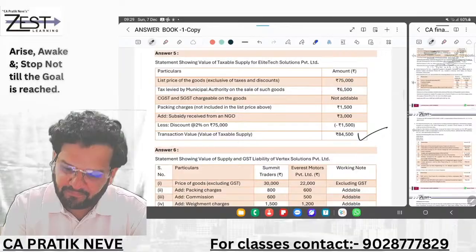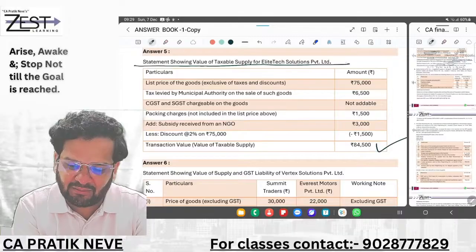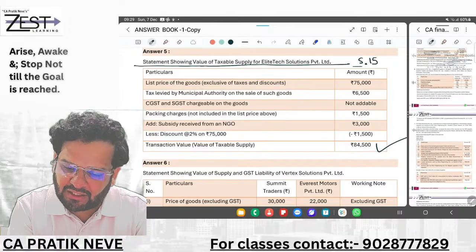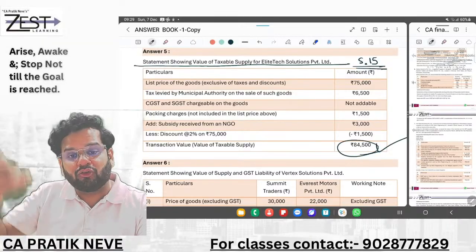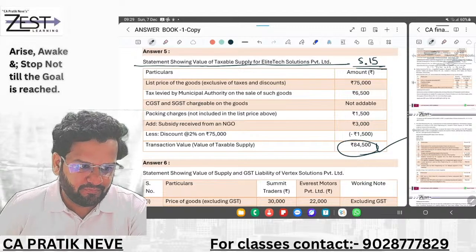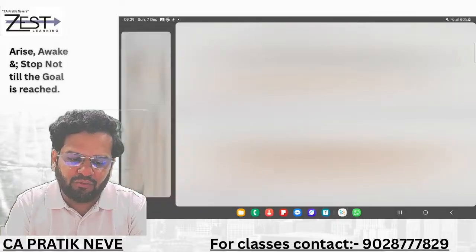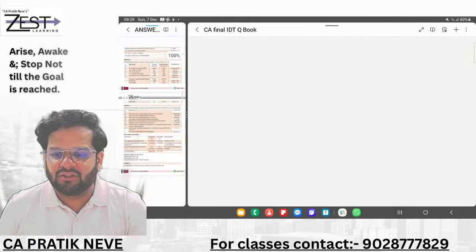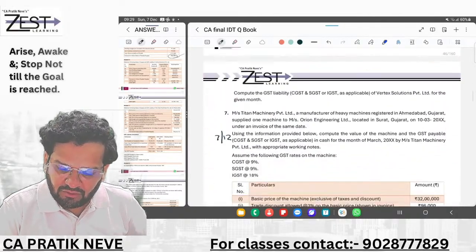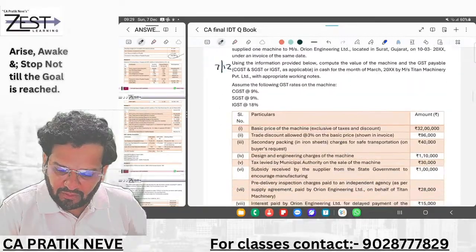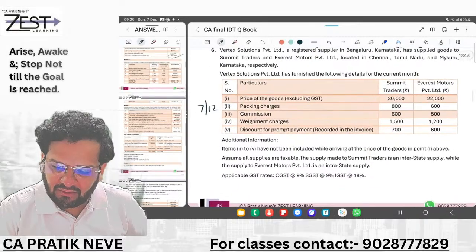See. So nicely you should write computation of assessable value, that is transaction value, as per section 15 of CGST Act. Get to the final answer and also write the notes. Okay. So are you getting comfort in value of supply? Of course, today we are not doing any question on rules. Rule based questions we will go and do tomorrow. But I hope that whatever right now we are doing, you are getting comfort in that.